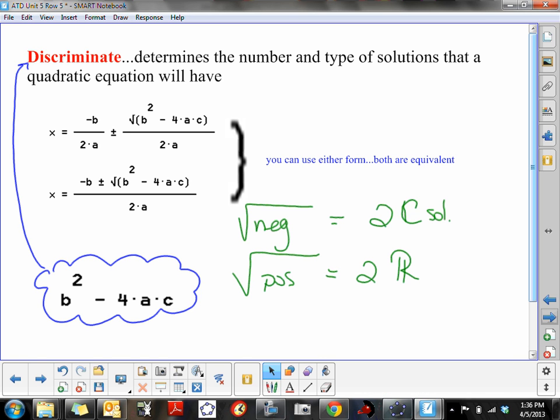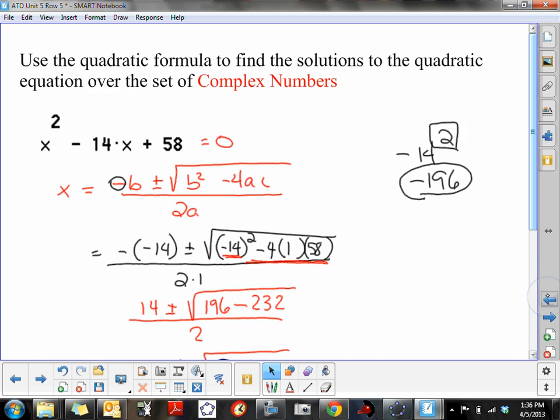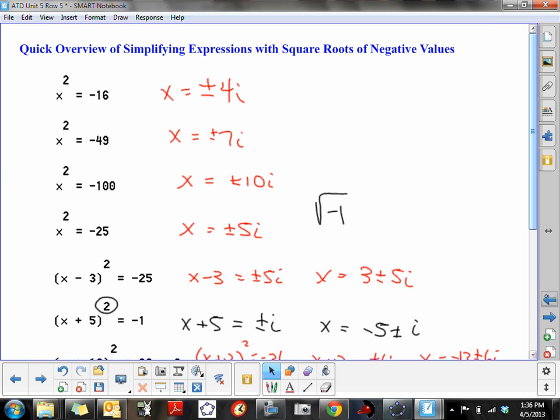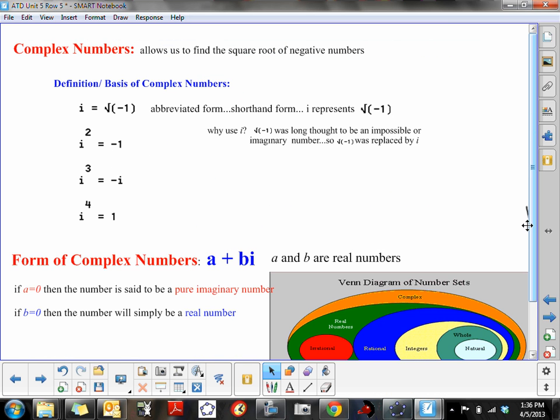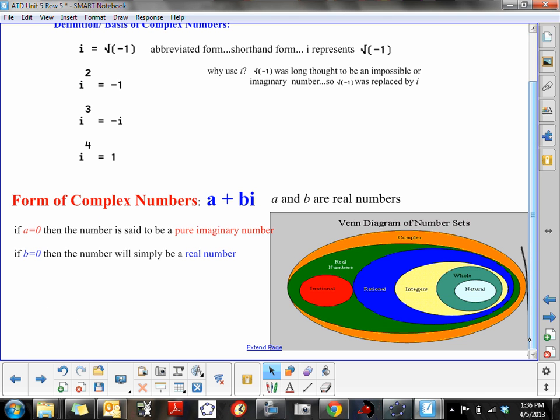I think I've got this Venn diagram here. If they're not complex, then they had to be real. Every number that's real is a part of the complex numbers. The only time we get out here in the complex is when we take the square root of a negative. So the only time we get into complex solutions is when we take the square root of a negative. Otherwise, if we're taking the square root of a positive, it's got to be real. So look at that Venn diagram.